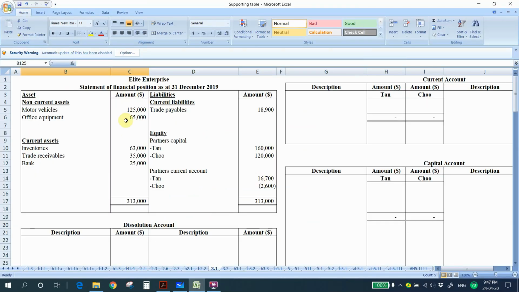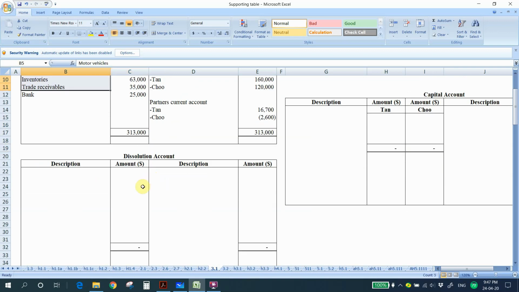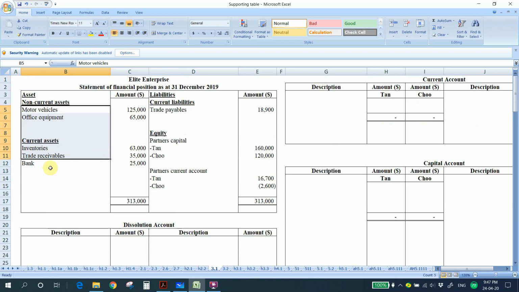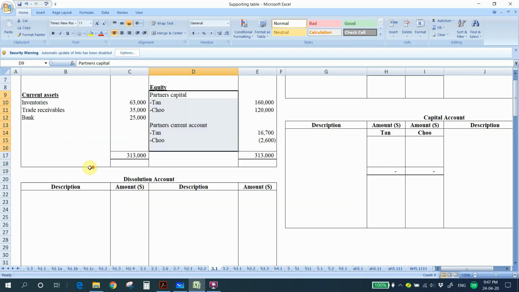This is an extract of the statement of financial position from the question. During the dissolution, the first step you should do is transfer all the assets in the company to the dissolution account. And for the bank, trade payables, and the capital and current accounts, we have to record the opening balances in the respective accounts. So let's start from the transferring of assets to the dissolution account.